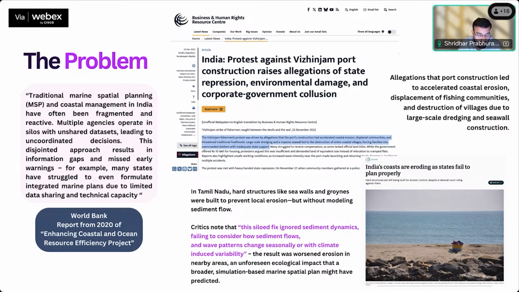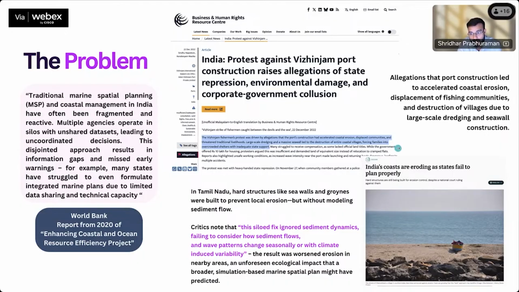Now, the World Bank report from 2020 on the enhancing coastal and ocean resource efficiency project specifically mentions that one of the biggest problems that we have is that multiple agencies are operating in silos with unshared data sets, leading to uncoordinated decisions. And because it is a disjoint approach that we are taking, there's a lot of information gap. We are missing a lot of early warnings. We are not able to formulate an integrated marine plan due to limited data sharing and technical capacity. So every organization, every agency works in silos without having an understanding of what's happening on the other side of the spectrum. A port construction will not have an understanding of what's happening from a marine conservation perspective, and so on and so forth.